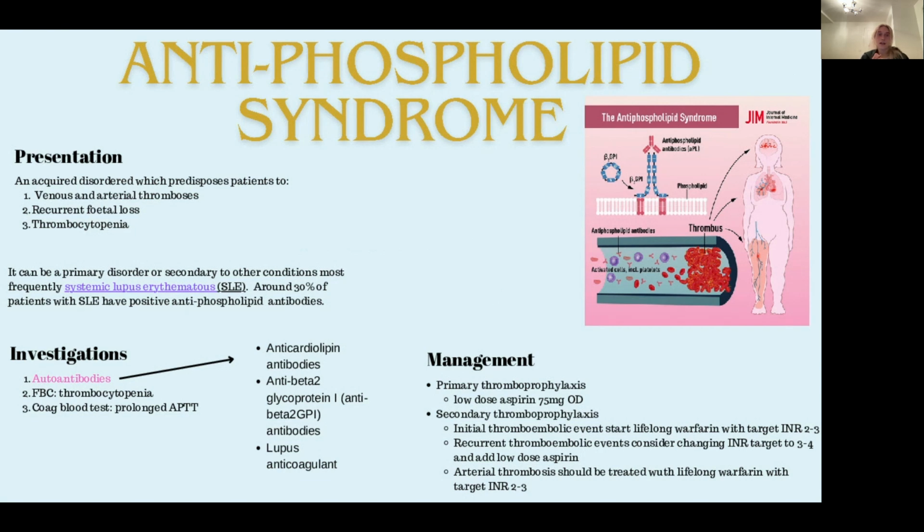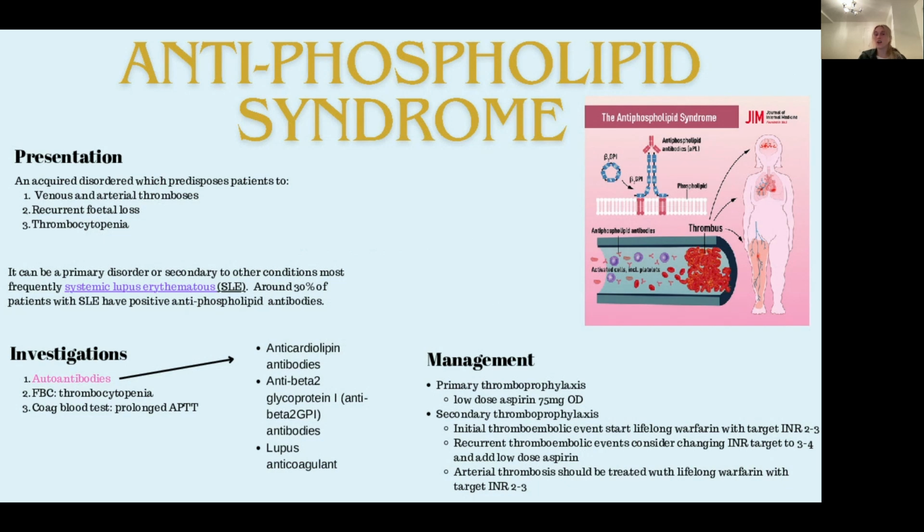So I think the main things for antiphospholipid syndrome are to look out for recurrent miscarriages, lots of VTE, and thrombocytopenia. Do they have a history of SLE, or does SLE run in the family? The fact that anticardiolipin antibodies are often positive in these patients, and the management would be managing their VTE risk. Have they had an event or not? And then it's one of the only indications now for warfarin use.